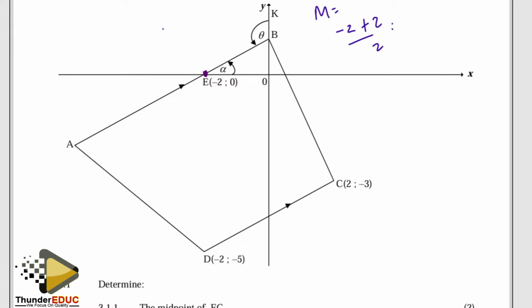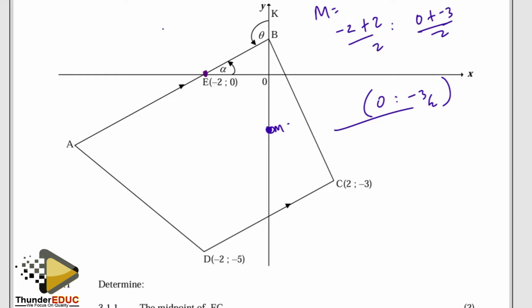Okay, do the same with the Y. It's 0 plus negative 3 over 2. So which means it's 0 and then negative 3 over 2. So it's somewhere there in between. If I'm to draw that point, that line there. So that is your midpoint.